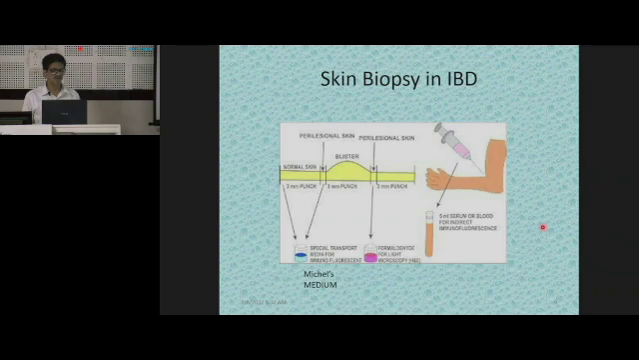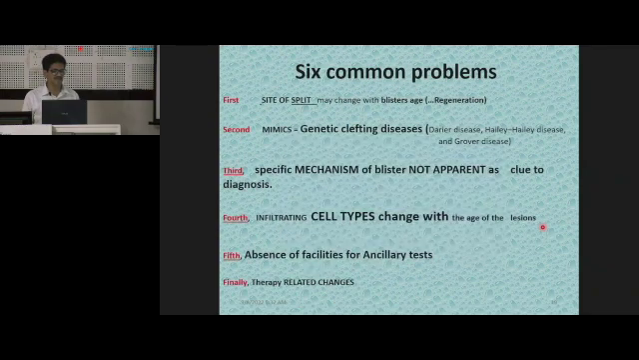Now there are 6 common problems that we encounter when we deal with a bullous disorder. First is that the site of the split may change as the blisters age. The subcorneal blister may increase in size or become secondarily infected and reach up to the base by destruction of the epithelium, and may appear as if it is suprabasal.